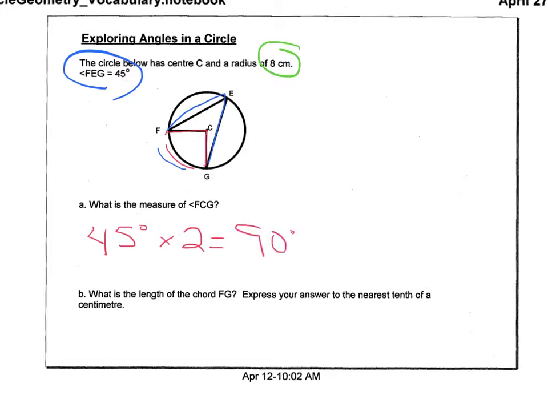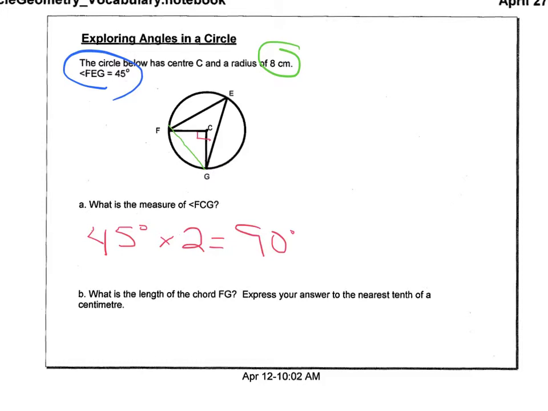Now to solve the next part, B, it wants to know the length of the chord from F to G. There's no chord drawn there. Remember, a chord is a line going through the circle that does not go through the center of the circle. So for the chord from F to G, you want to know the length of that green line. You just discovered that this is a 90-degree angle.